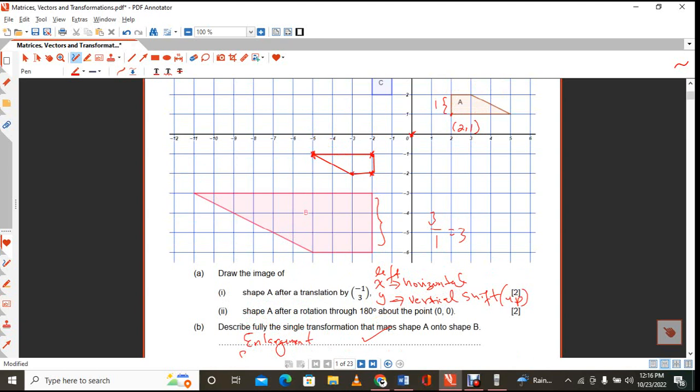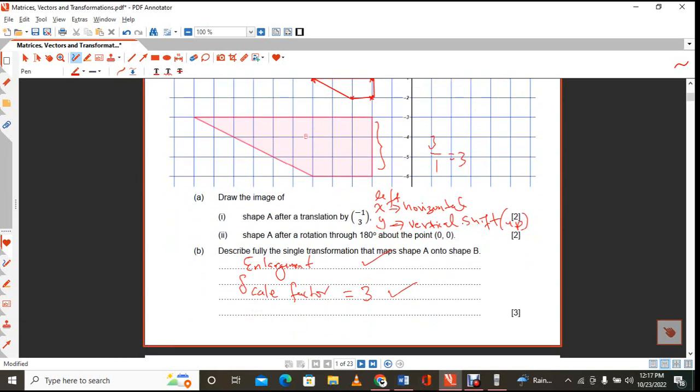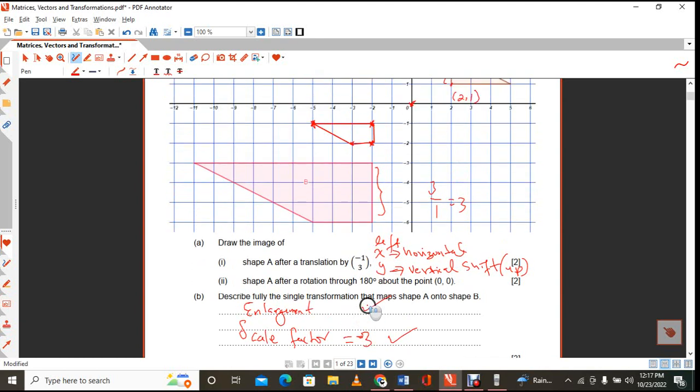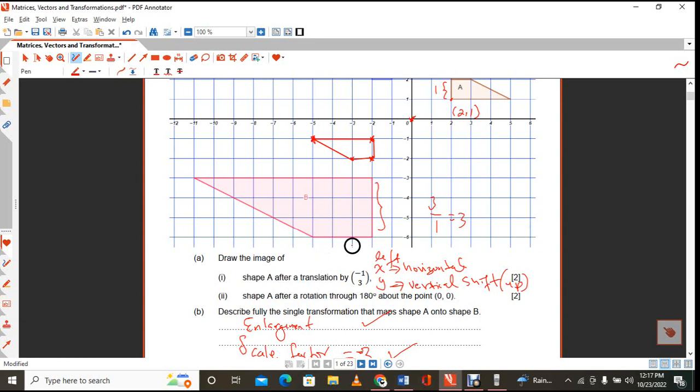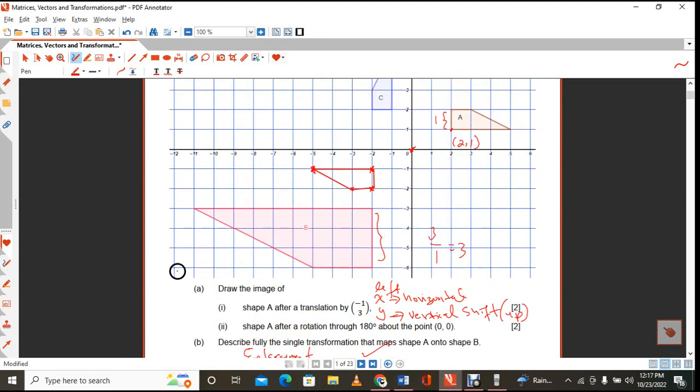One of the things you should also know: if the image is upside down like this, or inverted, the scale factor is going to be less than 1. So in this particular case, the scale factor must be a negative value. So the scale factor is negative 3. That's one of the things you should know. If the image is inverted, like you can see this one, upside down from the object, then the scale factor must be negative, right?